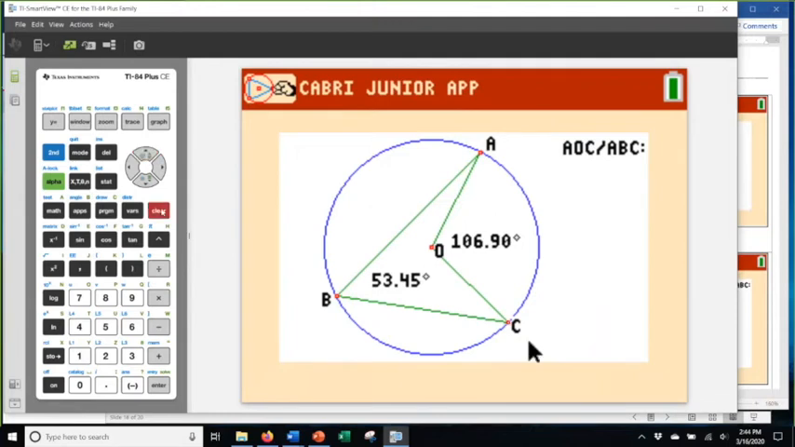I hit clear to let go of my grabber hand. And up here in the corner, I have text about the ratio of AOC, the central angle, divided by ABC. Now, I could have students divide either doing it in their head or on paper or on a calculator. We're not on the calculator screen right now, but we can also have the Cabri Jr. doing that division for them. And I've already done it and it's hidden here.